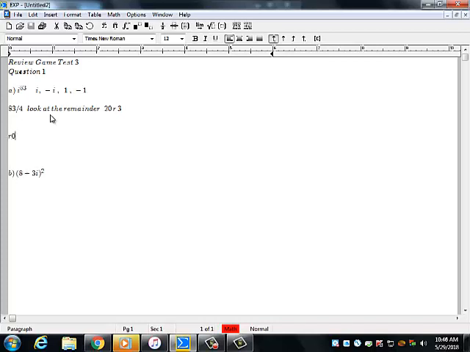Okay, if the remainder is 0, the answer is 1. If the remainder is 1, the answer is i. If the remainder is 2, the answer is negative 1. And if the remainder is 3, then the answer is negative i. So in this case, the remainder is 3, and the answer is negative i.